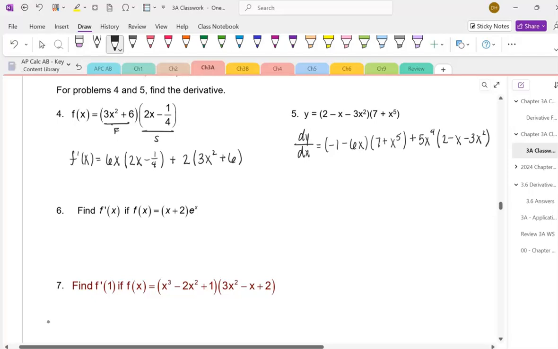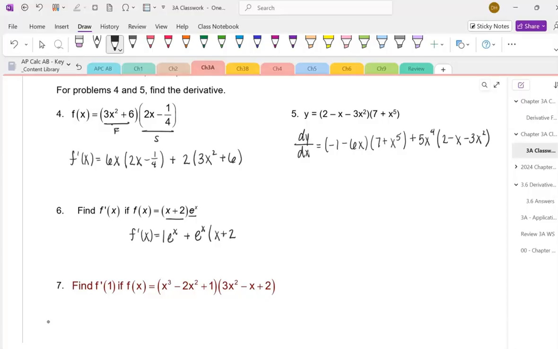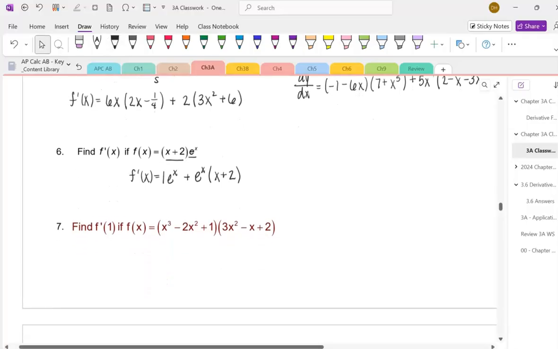In number 6, once again, this is 2 functions because we've got a linear function and then multiplied by exponential. So when we find the derivative of this, we're going to take the derivative of the first one multiplied by the second, which is e to the x, plus the derivative of the second one. Now, the derivative of e to the x happens to just be e to the x, and then we're going to go ahead and multiply it by the x plus 2, the second one.